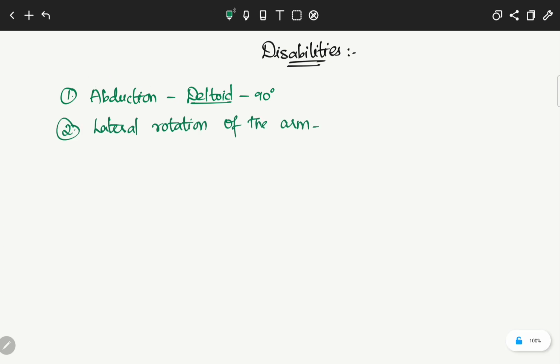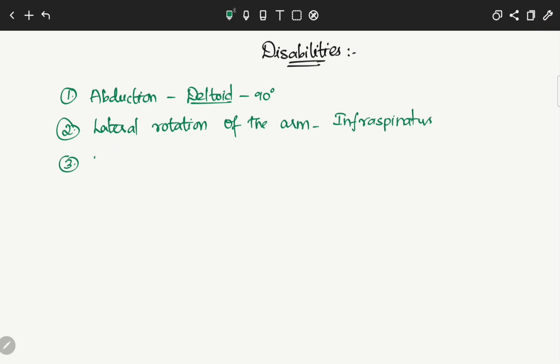The movements lost, I am mentioning one by one. Abduction. It is because the deltoid muscle gets paralyzed. Overhead abduction is mainly caused by the deltoid, that is above 90 degrees. Since the deltoid is paralyzed, abduction is lost. Then the second movement lost is the lateral rotation of the arm. This is because the infraspinatus, which is the lateral rotator, gets paralyzed.